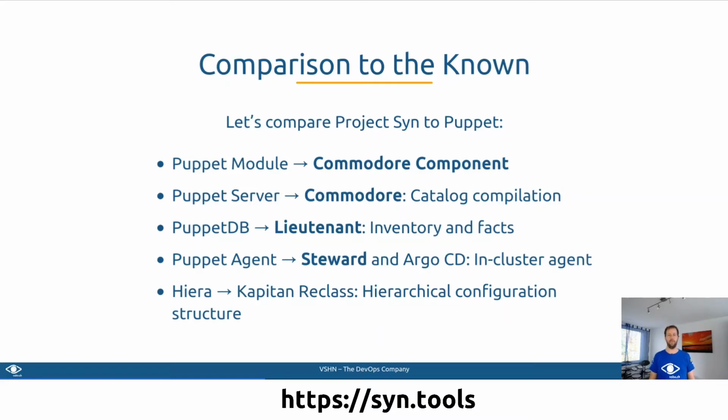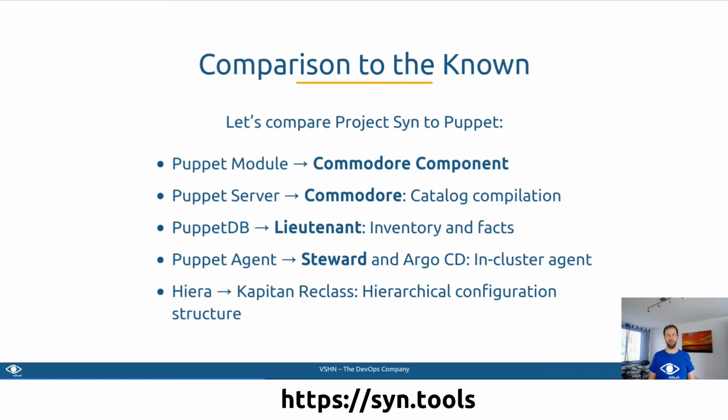Then we have the Puppet agent, which is installed on every virtual machine managed by Puppet. In our case, this tool is called Steward, and it makes sure that it contacts the Lieutenant API, feeds back information, and it also makes sure that Argo CD is perfectly installed and up and running on a Kubernetes cluster to actually apply the configuration generated by Commodore.